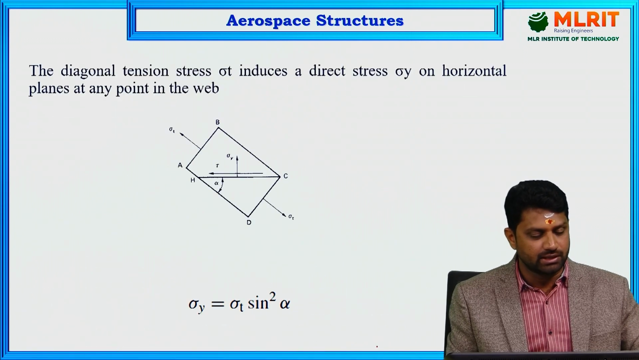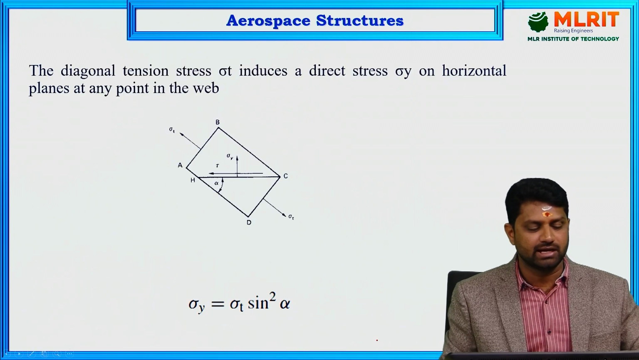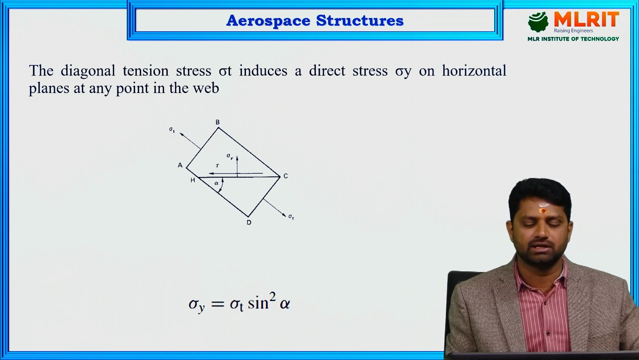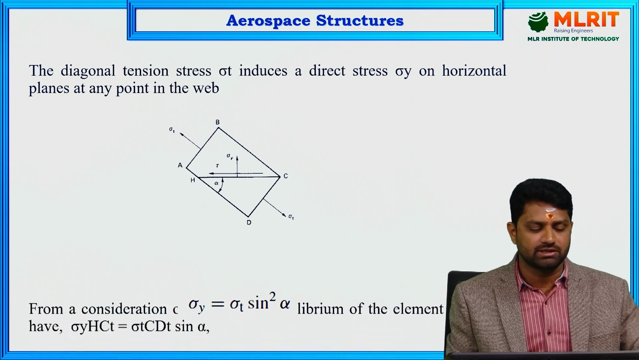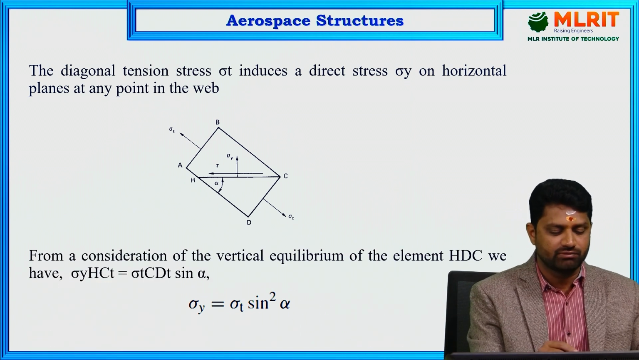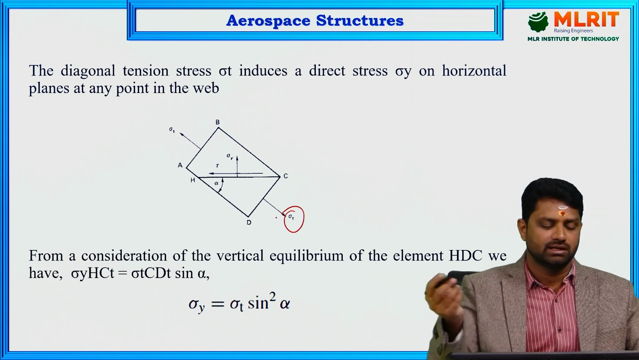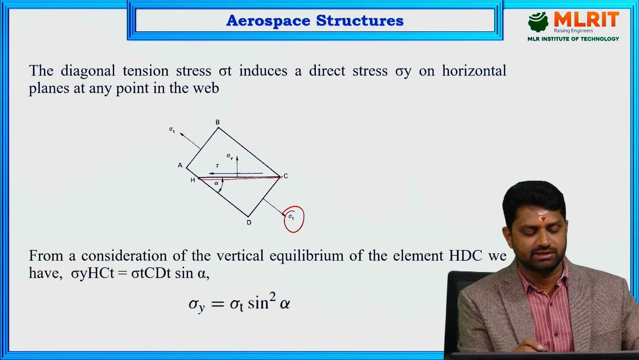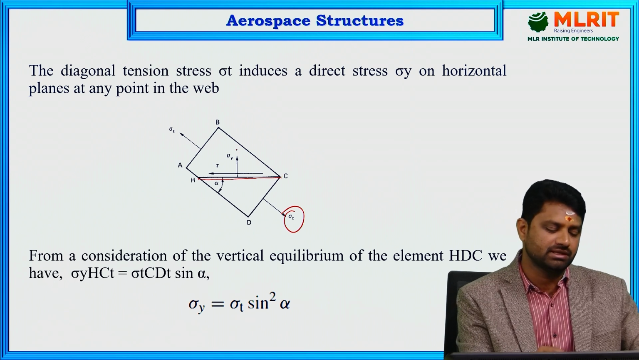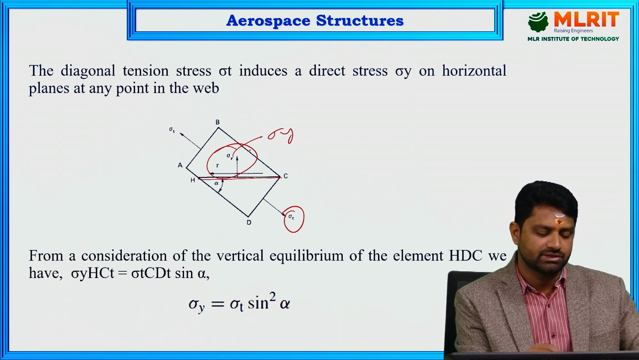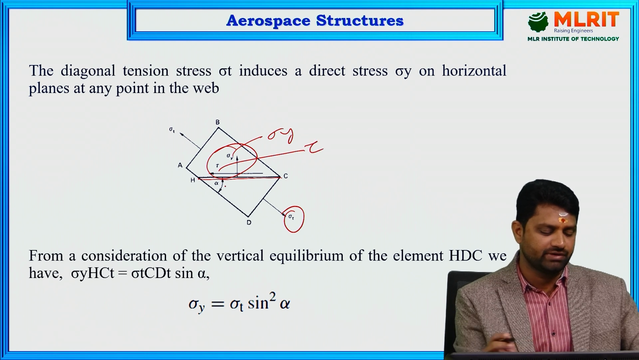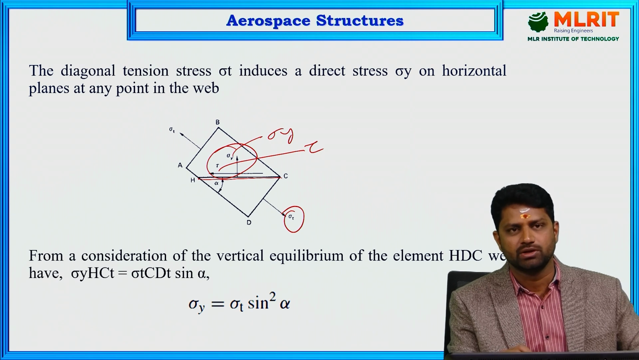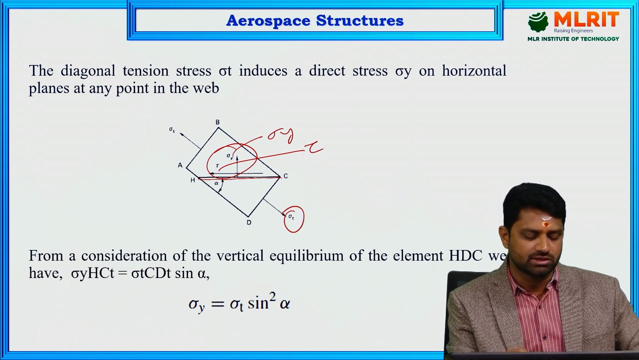Again, if you calculate the diagonal tension stress sigma T, earlier we considered the vertical plane. Now consider the horizontal plane. This is the diagram. Sigma T is again a tensile stress due to the diagonal tension, and now we consider the horizontal plane as Hc. We represent the stresses on it: direct stress as sigma y, shear stress as tau, and alpha is the angle of diagonal tension. For this also we consider two equilibria: the vertical equilibrium and the horizontal equilibrium of the panel.